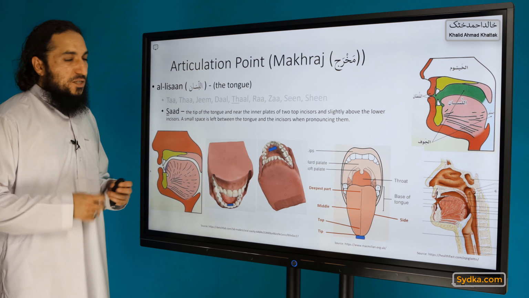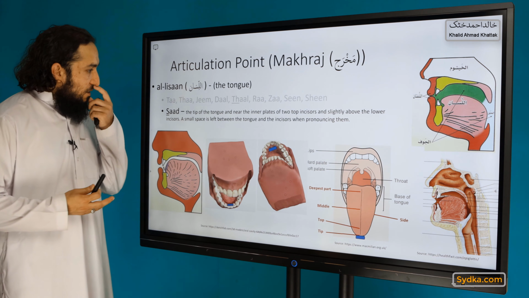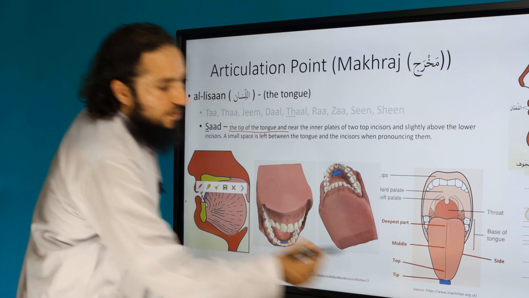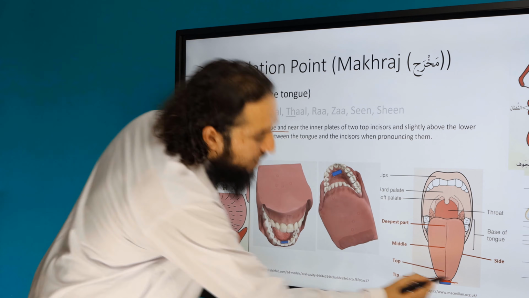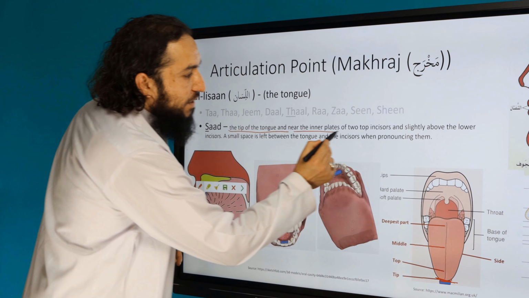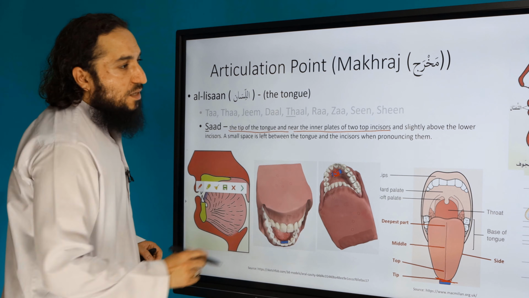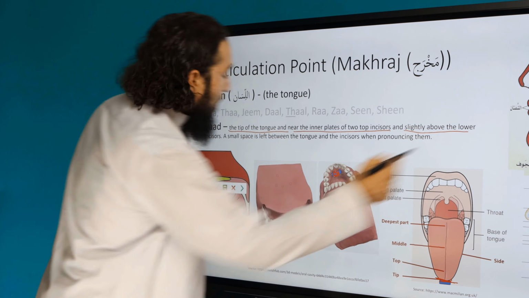The articulation point, it is one of the lisan, the tongue letters. If you see here, the tip of the tongue, that's one place near the inner plates of the top two incisors. So near the inner plates of the top two incisors, slightly above the lower incisors.